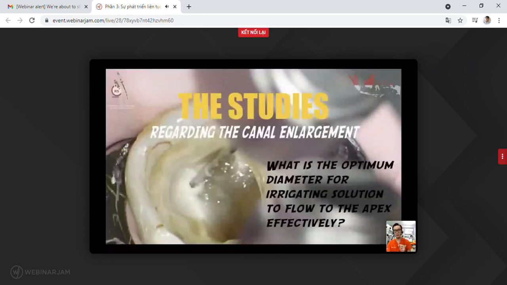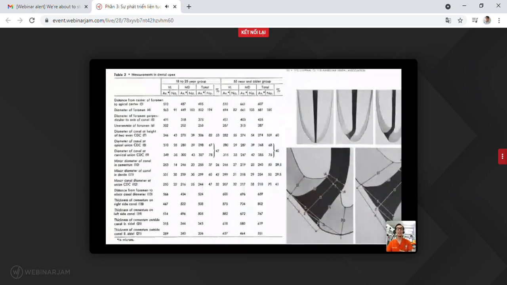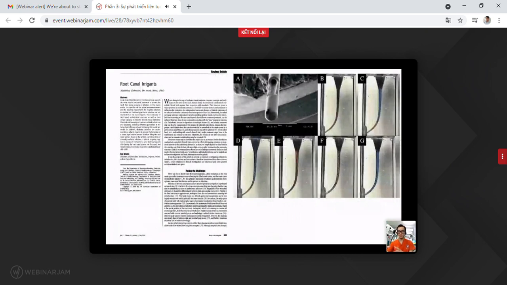And what is the optimum diameter for irrigating solution to flow to the apex effectively? As we can see from this paper from Cutler, he has done a thorough examination of many teeth and tells us that the diameter of the canal ranges from 25 up to more than 51. So this is quite big, because you may start by inserting your initial file, number 6 or 10, but actually the diameter of the canal at the most apical part is more than just file number 10.